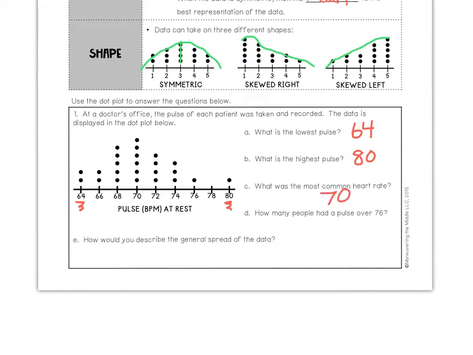How many people had a pulse over 76? Okay, so over 76, that would be this person here. So only one person had a pulse over 76.